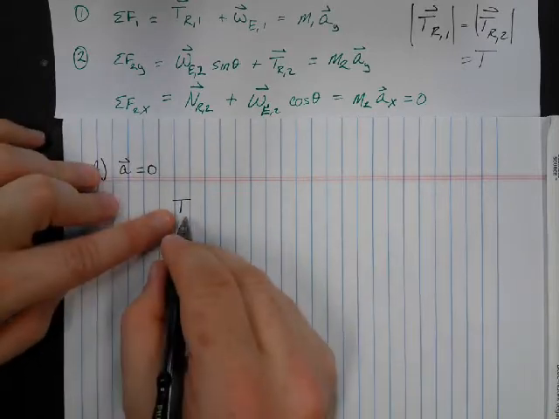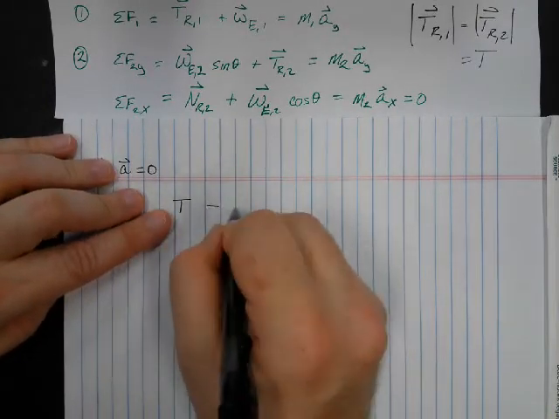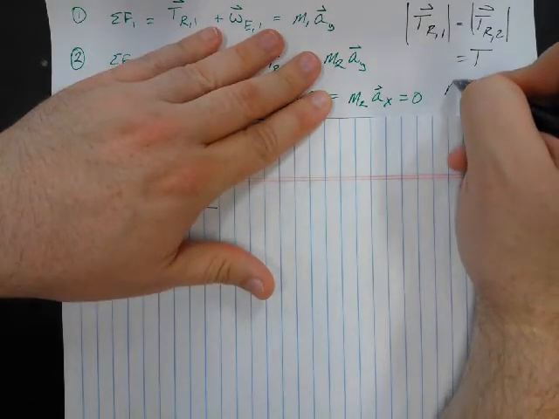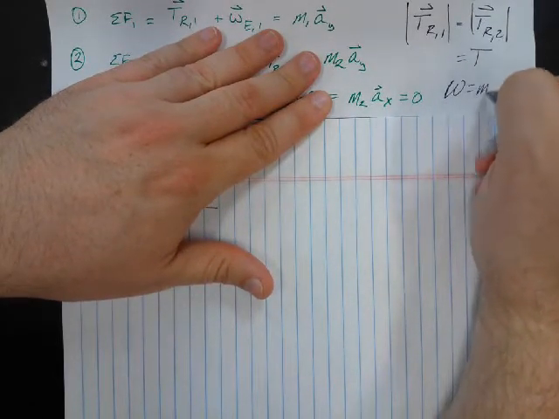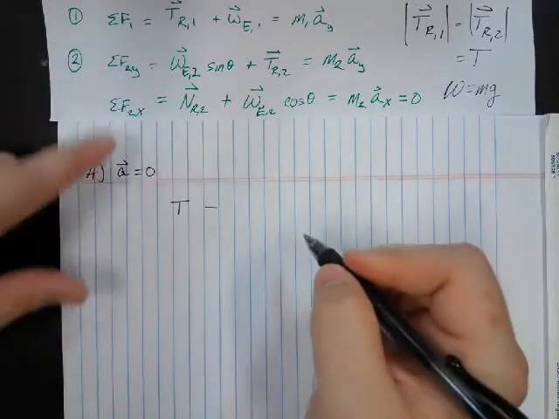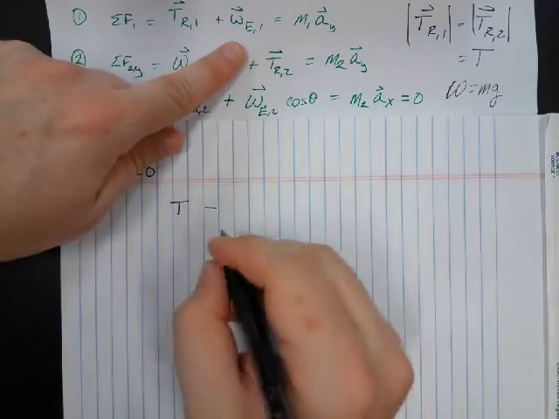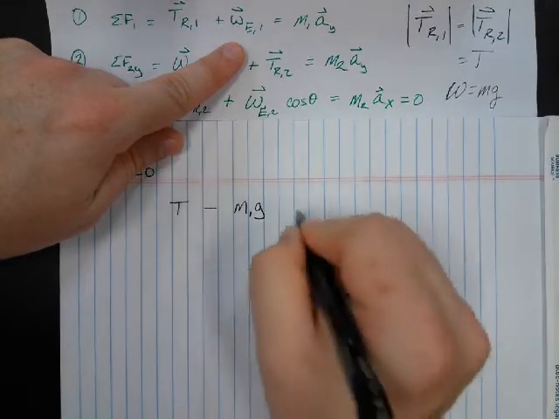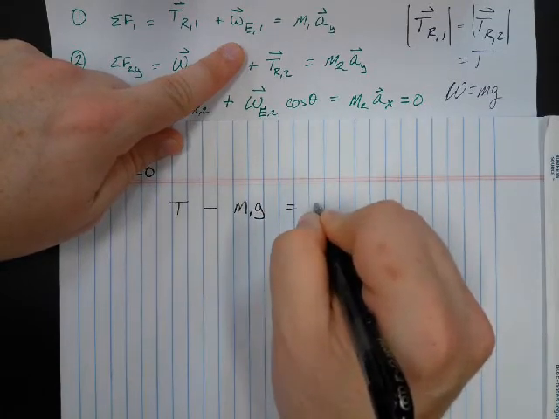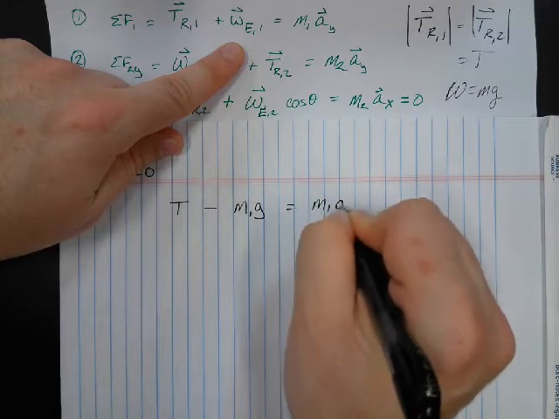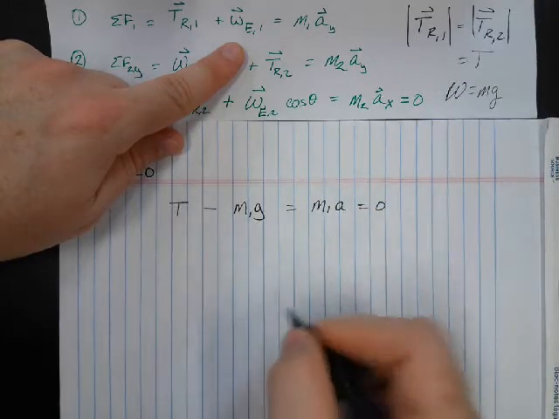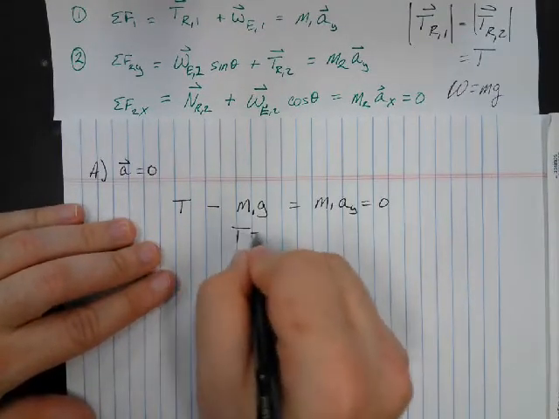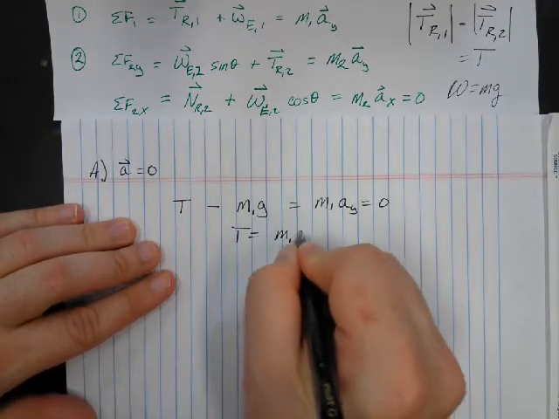So the tension minus, the other thing we can say is, what is the weight? It's just mass times g. So when we talk about weight 1, it's going to be mass 1 times g. And that equals mass 1 times acceleration, which is 0. So what that tells us is that the tension is equal to mass 1 times g.